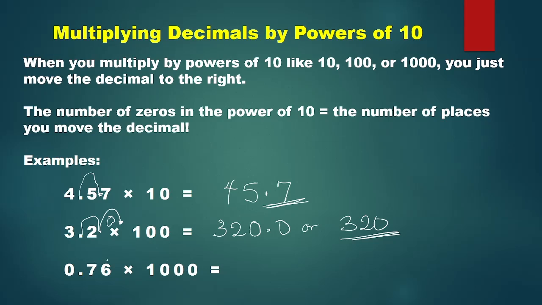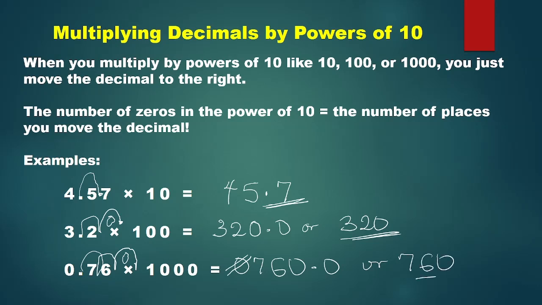Now, the next one, 0.76 multiplied by 1000. So I'll move my decimal point 3 places to the right. 1, 2, 3. So I'll place a 0 in the empty space. So the answer to that question is just 0.760.0. Now, please note, this 0 is not important. The 0 at the left-hand side of the whole number is not important. And also, 0.0 means nothing. So I can also write my answer as 760. And that's the answer to that question.